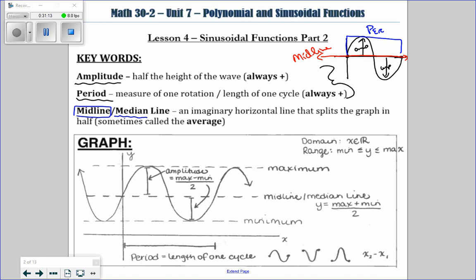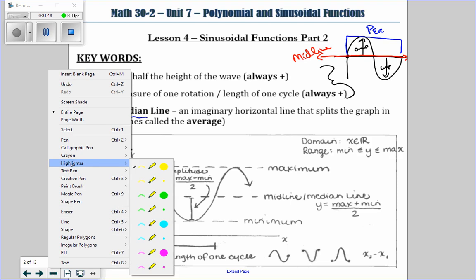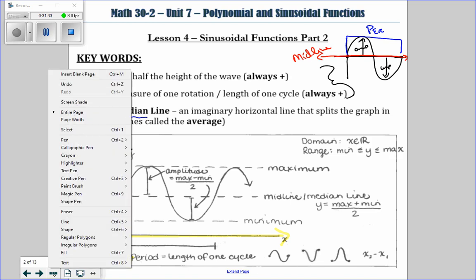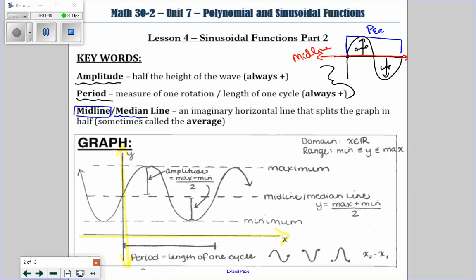So, I don't know if you copied too well, but if you have a highlighter handy, highlight the x and y axis here. And then highlight one sine pattern. So from here, go up, down, up. So you will see that this sine wave has been shifted above the x-axis, right? It's sitting kind of floating in quadrant 1.